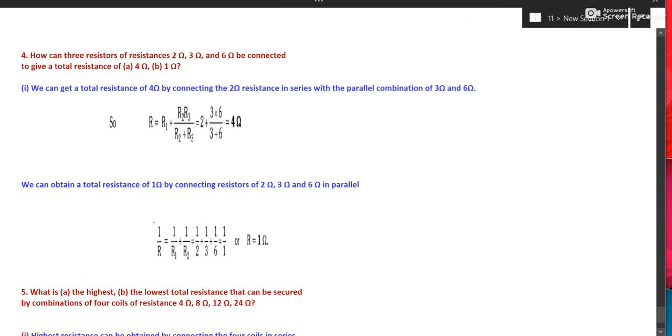Let us see: how can these three resistors, 2 ohm, 3 ohm and 6 ohm, be connected so that we get 4 ohm and 1 ohm? How to connect 2 ohm, 3 ohm and 6 ohm to get 4 ohm? You can see we can connect 3 ohm and 6 ohm in parallel. Find out what the answer is for 3 ohm and 6 ohm in parallel.